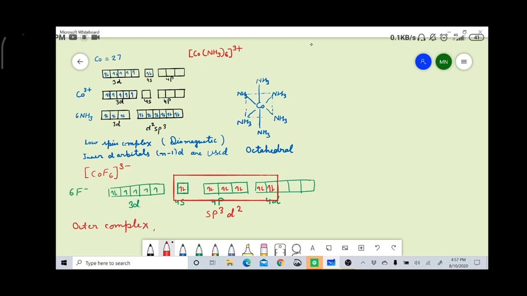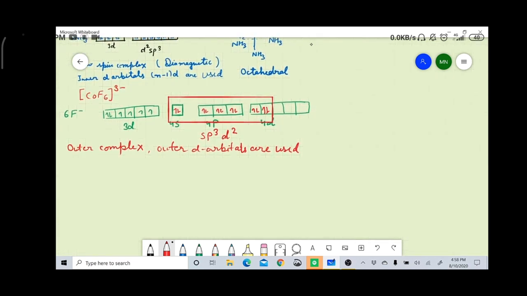Unlike the previous example, another example of cobalt is one in which the ligands are ammonia ligands. In presence of ammonia ligands, the unpaired electrons were forced to get paired, whereas in this case, the unpaired electrons remain intact and the outer d orbitals are used for the hybridization. Such complexes are known as outer complexes because outer d orbitals are used.